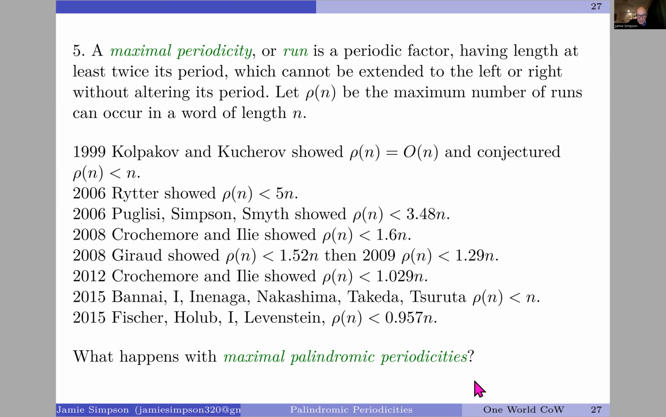And then my question is, could we do the same thing with maximal palindromic periodicities, defined in the same way? And if people are energetic, go through those same steps to get a palindromic run theorem.